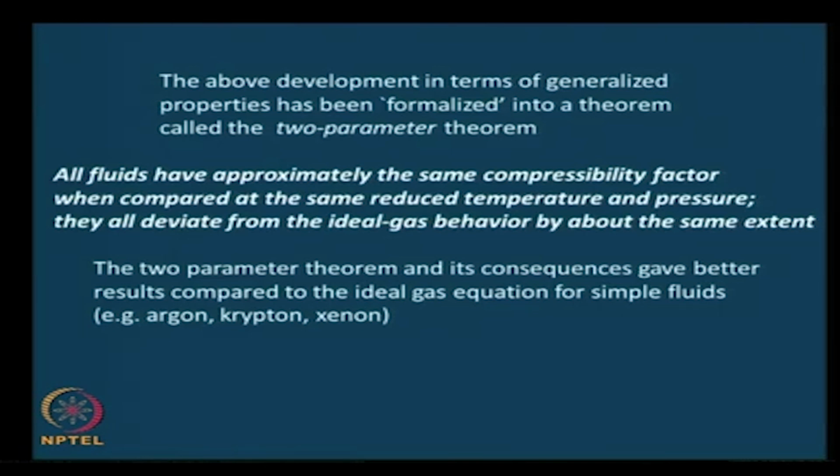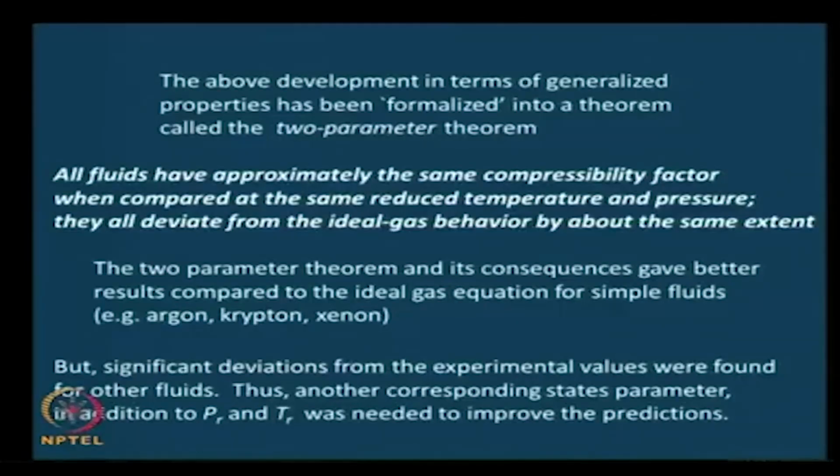The theorem that we just mentioned, the 2-parameter theorem, and its consequences gave results that were better compared to the ideal gas equation for some simple fluids such as argon, krypton, xenon. So there was some level of generalization there, but not the level that was acceptable. Significant deviations from the experimental values were found for other fluids apart from these so-called simple fluids such as argon, krypton, xenon.